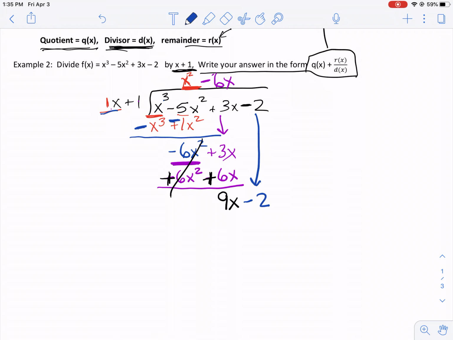All right, so now I want to take a look at this 1x and ask myself, 1x times what will make a 9x? Well, 1x times 9 will make a 9x. So it's a positive 9. Make sure you put the plus to keep it separate on the top of your division bar. And now I distribute the 9. 9 times 1x is 9x. 9 times positive 1 is positive 9.